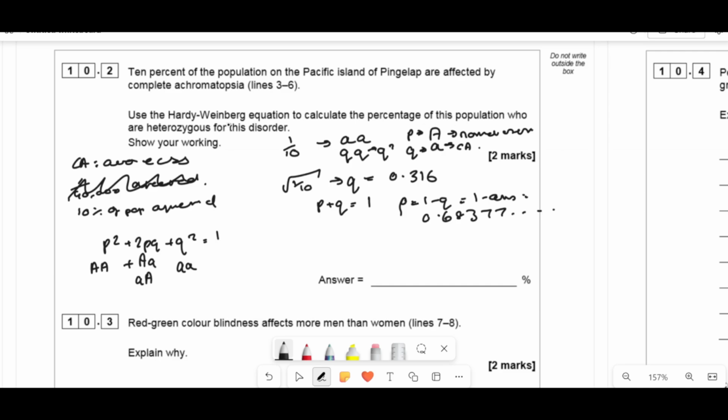They're asking you to find the percentage of this population who are heterozygous. So all you do is you're looking for the 2pq. So 2pq is going to be 2 times the 0.316 times the 0.6838, because I'm rounding it. If we do that, we get 0.43216. Now that's the proportion, that's not a percentage, that's just a decimal. So to change it to percentage, and I'm going to use the same number of significant figures they gave us in the question, which I believe is 2, it's going to be 43%. That's how you do these.